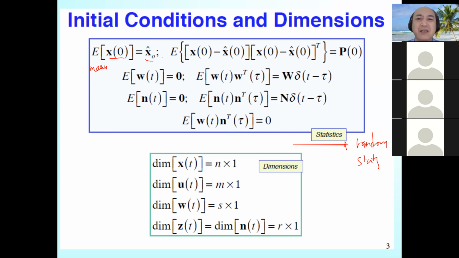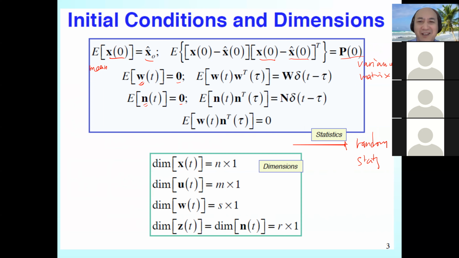And what is P? P is the variance. So you have mean and variance. You have x0 random, minus the mean, and you do the transpose, so it's a variance. This is a matrix, the variance matrix. Similarly, we assume that this is state noise and this is output noise. They are zero mean. They are all zero.